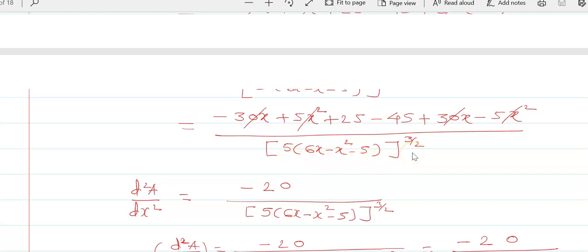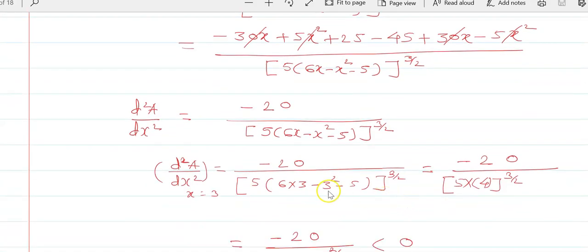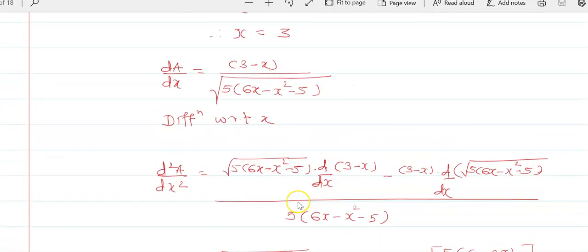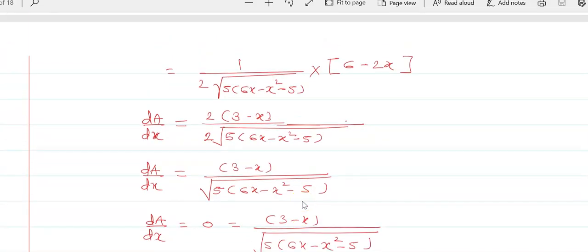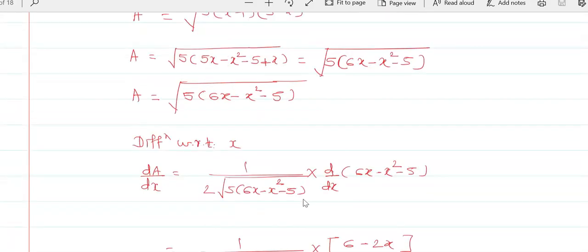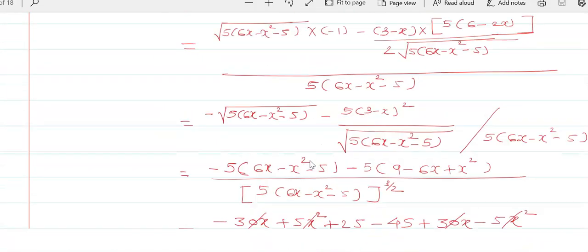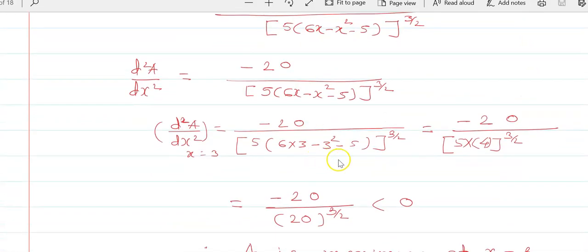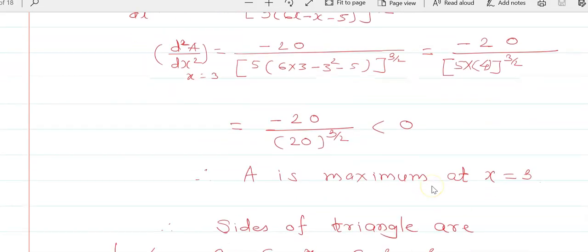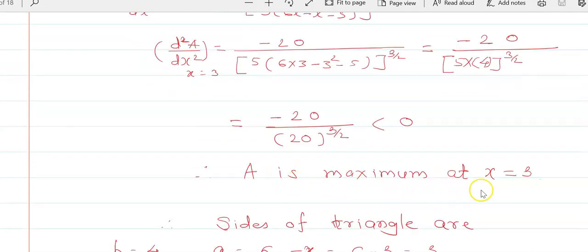to 3 by 2. Therefore d2A upon dx squared is equal to minus 20 upon 5 in bracket 6x minus x squared minus 5 bracket raised to 3 by 2. And for this second derivative at x equals 3, because first we find the value where the first derivative is equal to 0, and the value of x that comes is 3. If we substitute this value, then we get a negative value, which is less than 0, and it is the condition for the maximum. Area is a maximum at x equals 3.